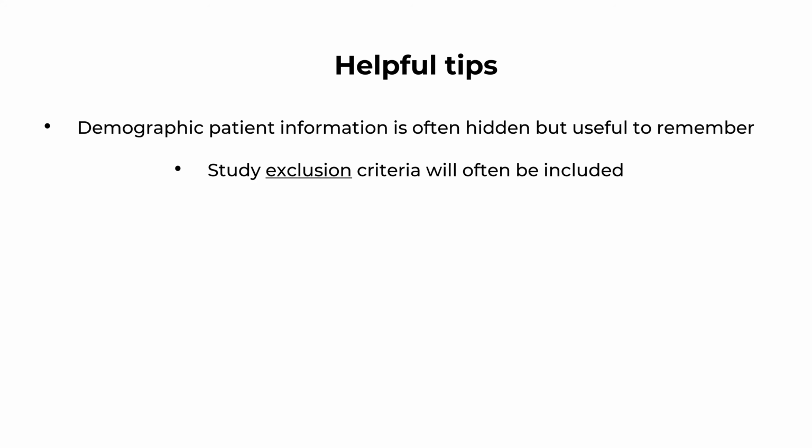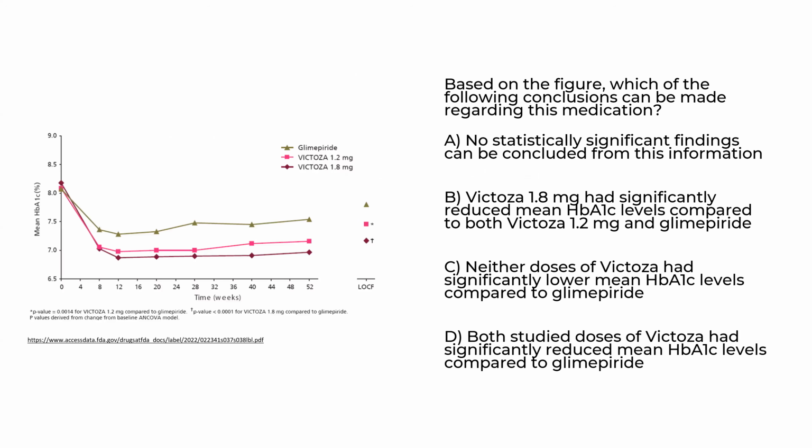So let's move over to part 2 for this same drug advertisement. Based on the figure provided, which of the following conclusions can be made regarding this medication? A, no statistically significant findings can be concluded from this information. B, Victoza 1.8 milligrams has significantly reduced mean hemoglobin A1C levels compared to both Victoza 1.2 milligrams and glimepiride. C, neither dose of Victoza had significantly lower mean hemoglobin A1C levels compared to glimepiride. Or D, both studied doses of Victoza had significantly reduced mean hemoglobin A1C levels compared to glimepiride.